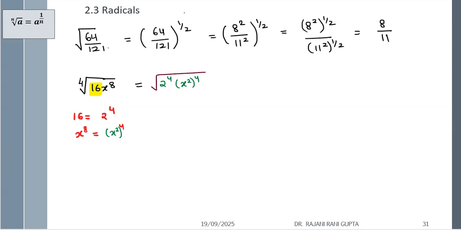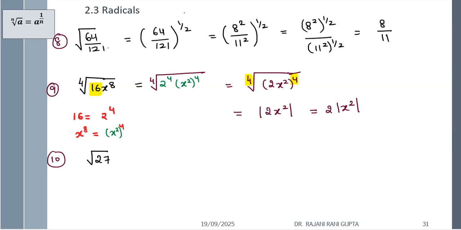This whole thing is in the fourth root. Or if you feel it's easier to write it in rational exponents, it's fine. So you can write it as the fourth root of 2x squared and its power 4. Now cancelling, since the index is even, what should it be? It should be mod of 2x squared. Now 2 is a positive number, so you can write 2 outside the absolute value, 2 times the absolute value of x squared. Okay, this is how you work.